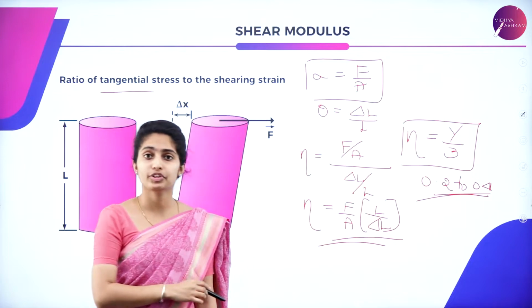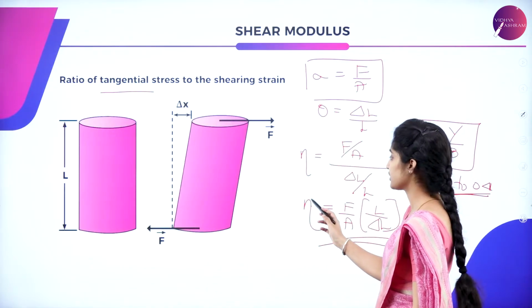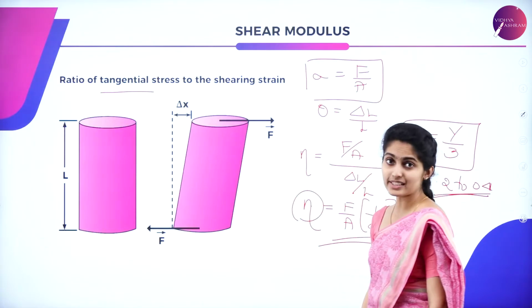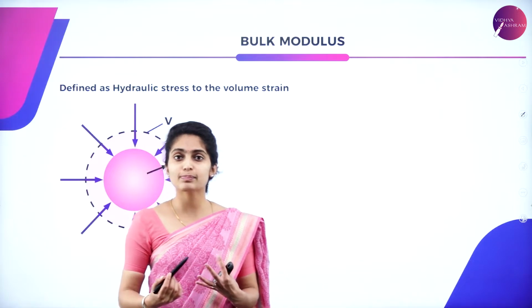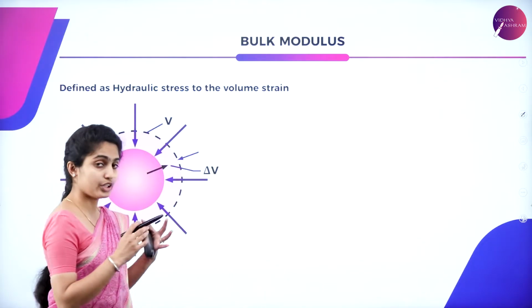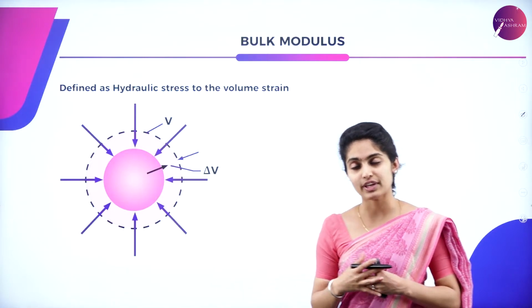So this is all about your shear modulus, or it is also called the modulus of rigidity, which is given by eta. So next let us consider the bulk modulus. So what is this bulk modulus? How is it given? Usually the bulk modulus is related to the hydraulic stress, whatever we have studied.